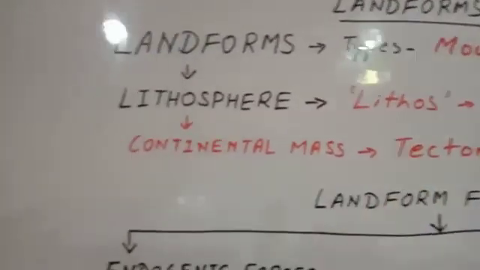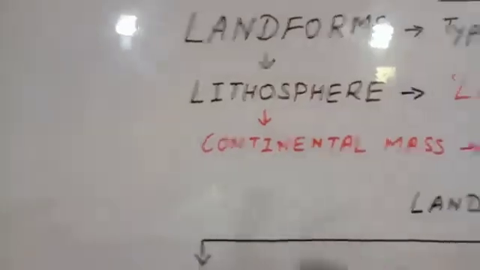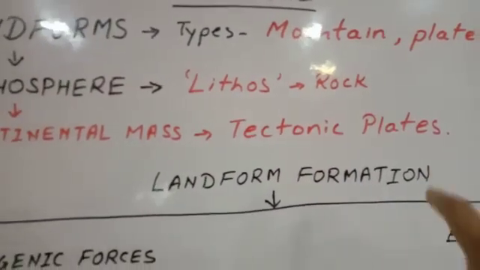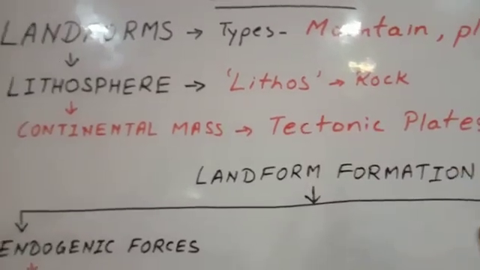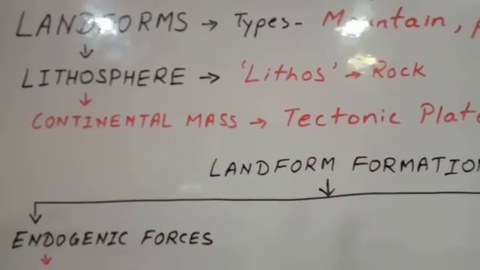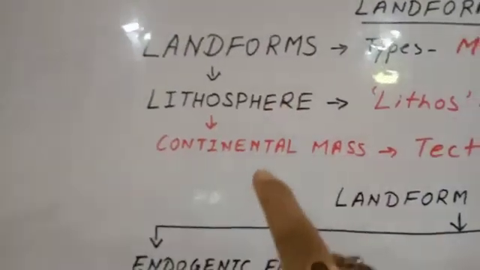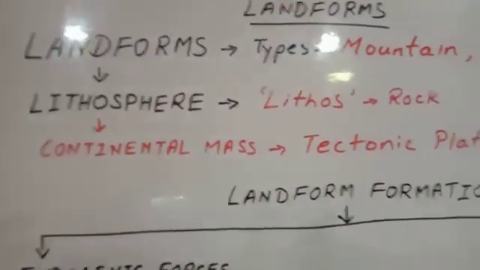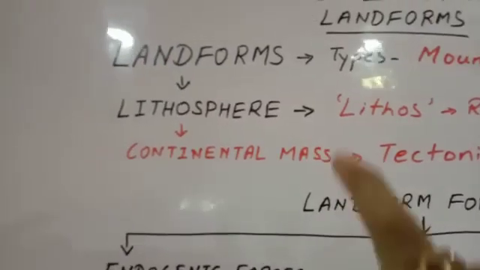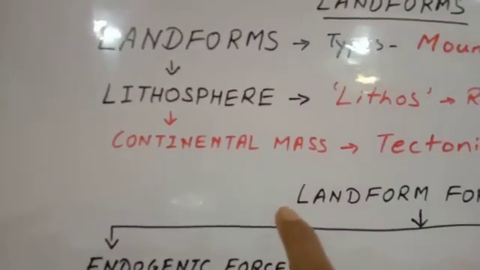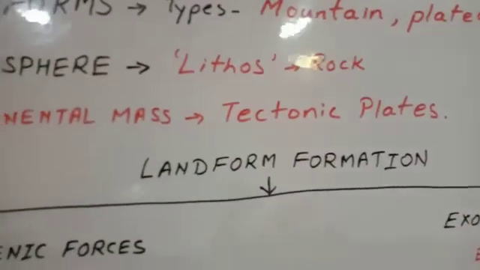It is present on the earth in terms of continental mass, which is also known as tectonic plates. Tectonic plates means the plates which are moving. Is that clear, students? So it is known as continental mass and tectonic plates. Landform is also called lithosphere, and is also known as continental mass and tectonic plates.